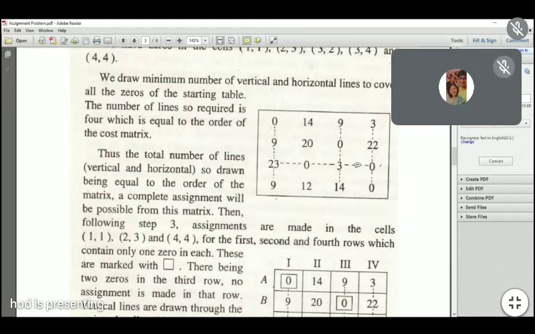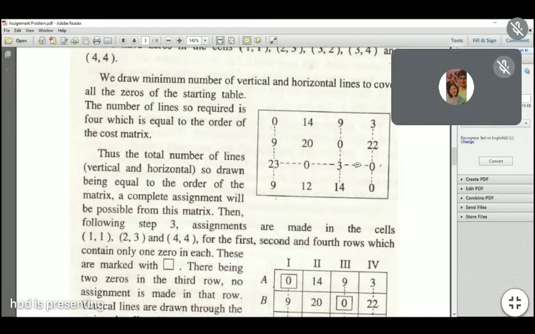So what is the catch? The catch is that you need to draw the lines covering the zeros in such a manner so that it is a minimum. मतलब उससे कम line में आप सारे zeros को cover नहीं कर पाएंगे. Okay, you will not be able to cover all the zeros using horizontal and vertical lines with any less number of lines.